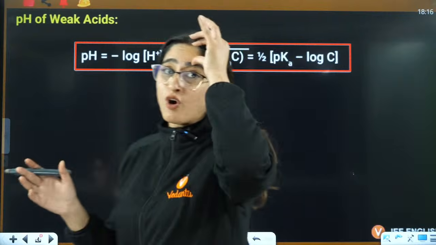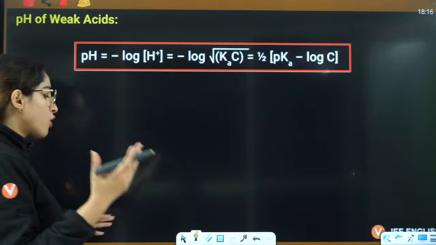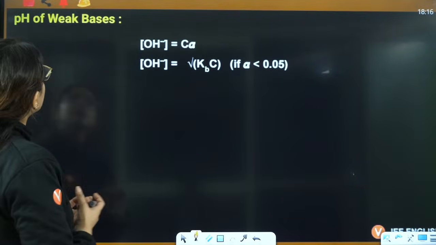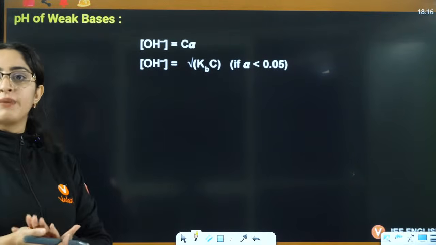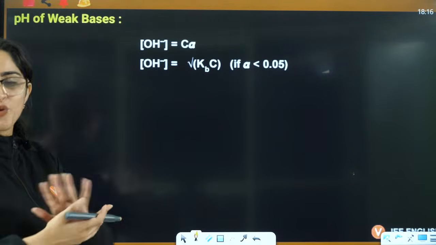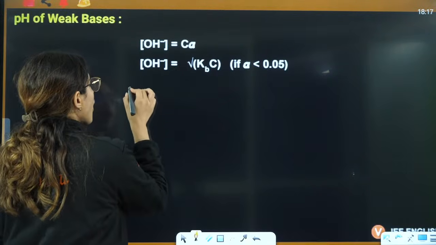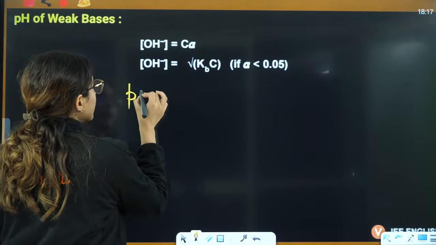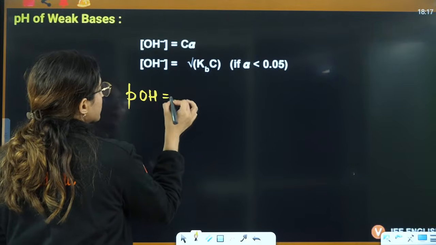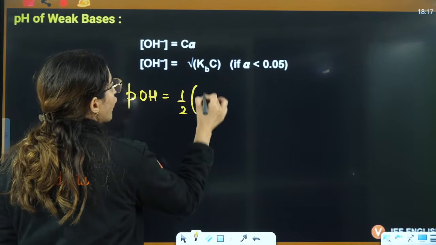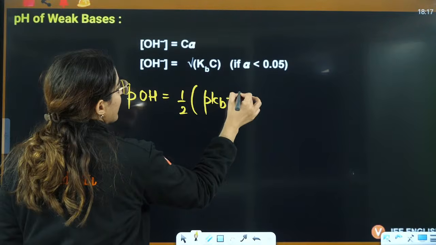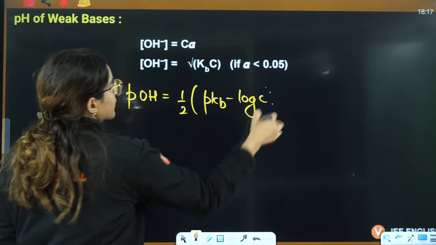Because that makes your base very strong, right? Then next is pH for weak bases. It is the same thing. There is no difference in that, right? I'll just tell you here, after solving this, you will have pOH is equal to half of pKb minus log C.